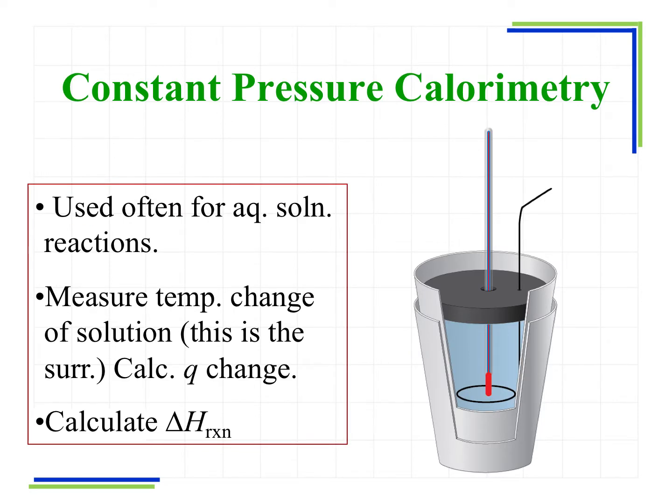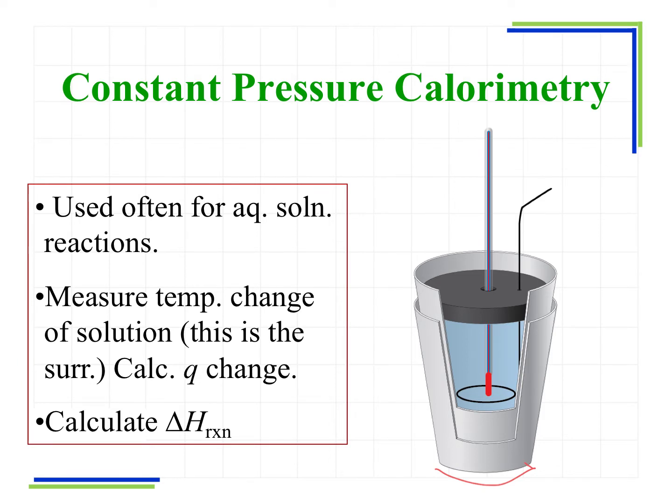So how does the constant pressure calorimeter work? First of all, this kind of calorimeter is often used for aqueous solution. We have our styrofoam cup, coffee cup, that can isolate our solution. So we have the solution inside the coffee cup, and we cap the top part of that to prevent the loss of heat, and it is used to measure the temperature change of the solution.